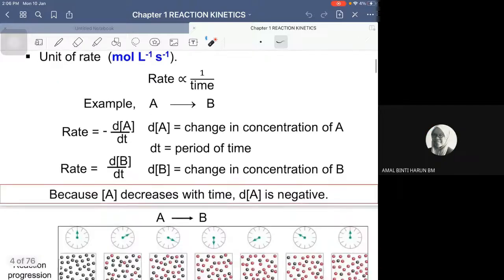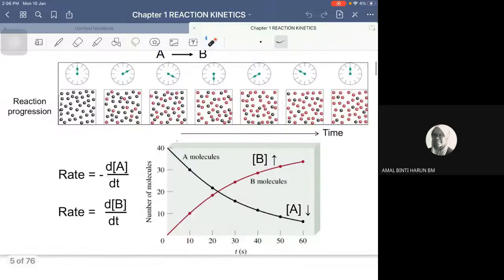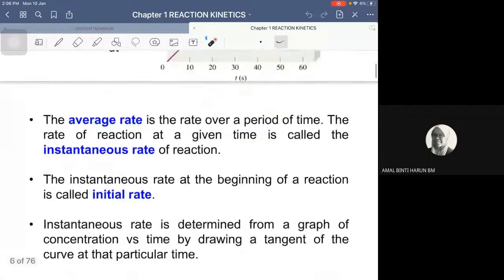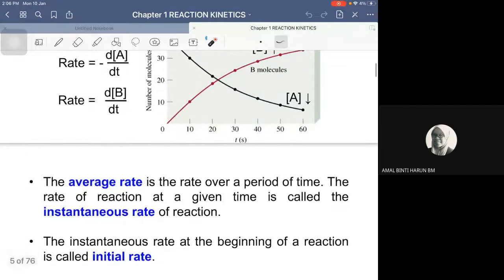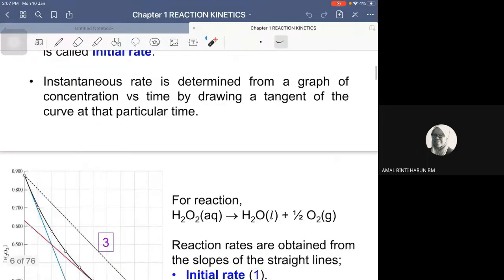Okay. Next is the type of rate. We have instantaneous rate, average rate and initial rate. So initial rate tu adalah, boleh bacalah kat sini. Bila average rate, bila instantaneous rate dan bila initial rate.